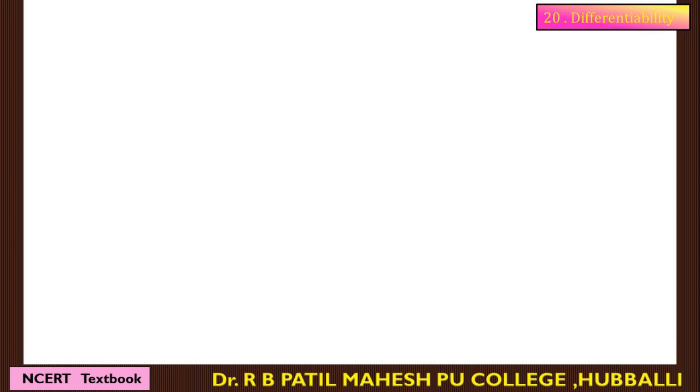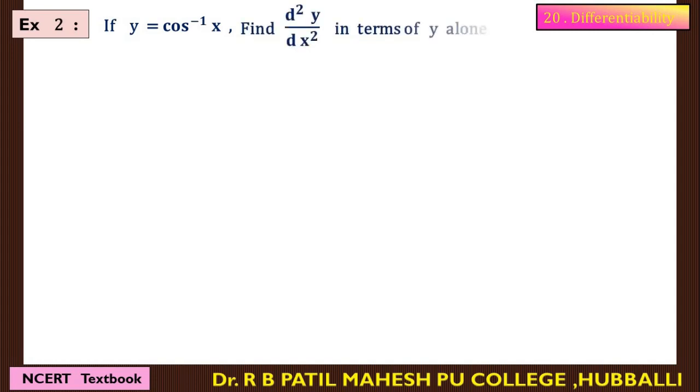Now see the next question. If y is equal to cos inverse x, find d square y by dx square in terms of y alone. So dear students, here you have to understand what the question is asking.